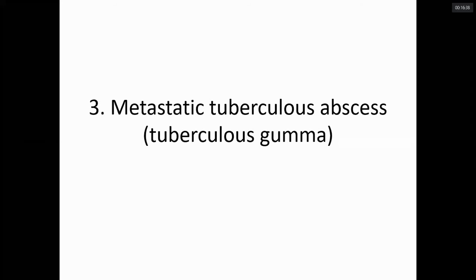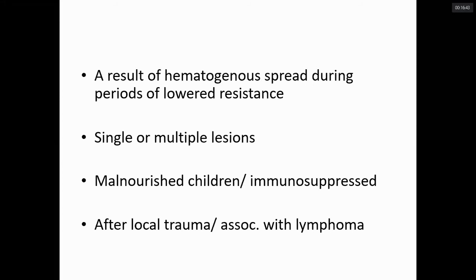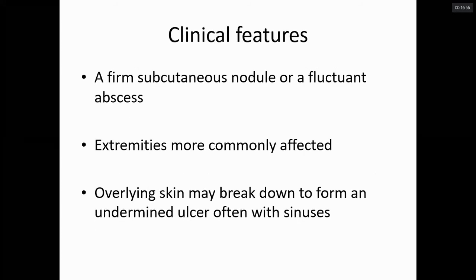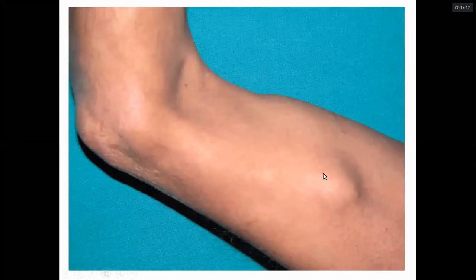Now, metastatic tuberculous abscess, which is also called tuberculous gumma. It results from the hematogenous spread during periods of lowered resistance. There can be single or multiple lesions. It occurs in malnourished and immunocompromised children. It forms a subcutaneous nodule or fluctuant abscess. Extremities are more commonly affected, and the overlying skin may break down to form an undermined ulcer, or often a sinus. You can see this is the tubercular abscess or tubercular gumma.